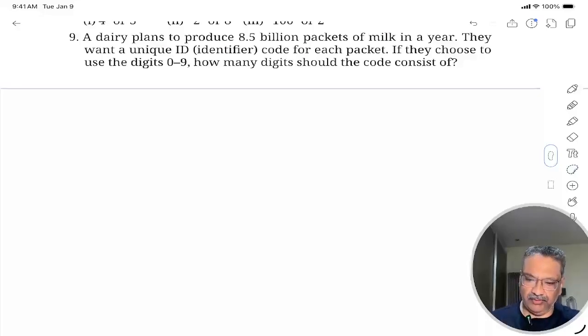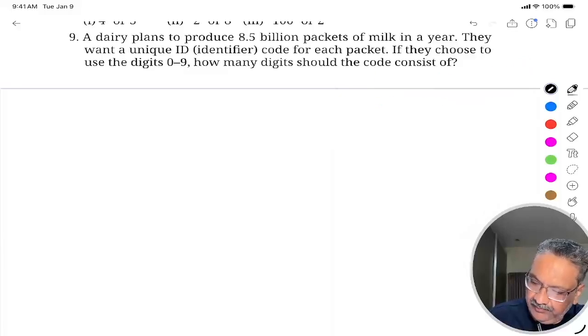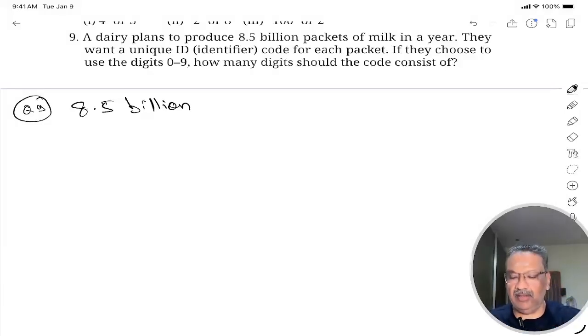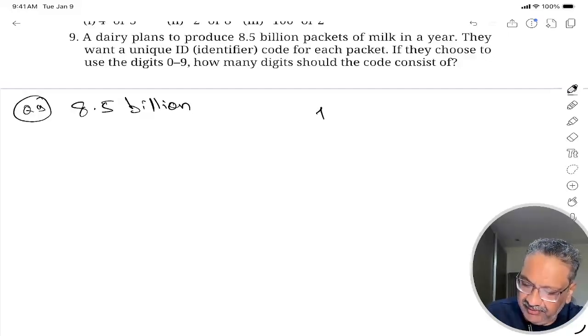Let's start the next question. Question number 9. A dairy plans to produce 8.5 billion packets of milk. ಒಂದು ವರ್ಷಕ್ಕೆ, in a year, 8.5 billion packets. What is 8.5 billion? 8.5 billion ಪ್ಯಾಕೆಟ್ಸ್ ಮಿಲ್ಕ್ನ ಪ್ರೊಡ್ಯೂಸ್ ಮಾಡಬೇಕು ಅಂತ ಒಂದು ಡೈರಿ ತೀರ್ಮಾನ ಮಾಡಿದೆ. ಬಿಲಿಯನ್ ಅಂದ್ರೇನು ಫಸ್ಟ್ ಅದಕ್ಕೆ ಬ್ರೀಫಾಗಿ ಹೇಳ್ಬಿಡ್ತೀನಿ.